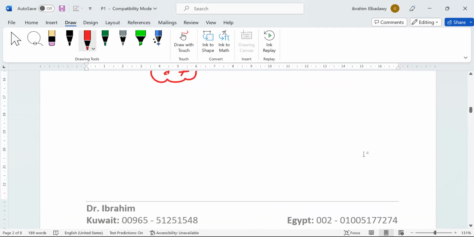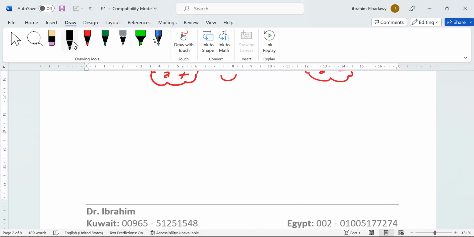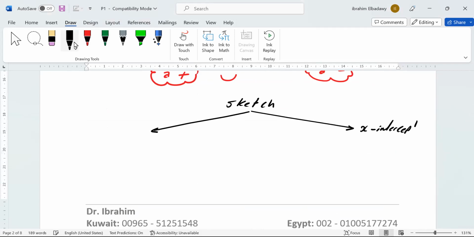In the beginning, how can you sketch the graph? To sketch the graph, you should get two things. The first is the x-intercept and the second is the y-intercept. For the y-intercept, set x equal to 0. You can get the y-intercept, and it will be just one value.